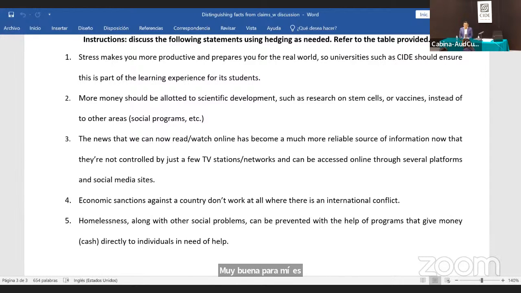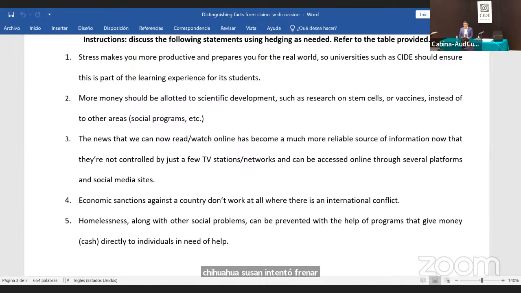Okay, so money directly, no, but through programs, yes or maybe? Yes, money should be given to them. Okay. So here everybody agrees, very clear opinion. So this is exactly when we don't use hedging, where everybody has a very strong opinion. In this discussion, did you guys use any tentative language? In this one about homelessness, everybody had a very strong position.